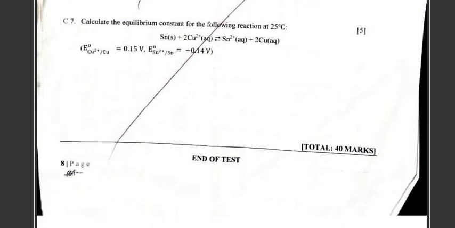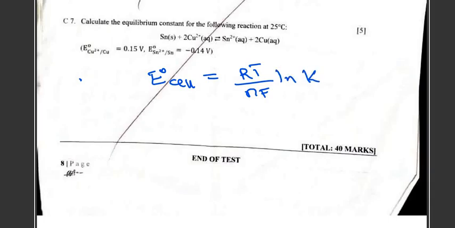They're saying calculate the equilibrium constant for the following reaction. This is what we're having. So for the equilibrium constant, we're looking for the E cell. For non-standard conditions, we say E cell is equal to RT over nF times ln K. We're looking for K. That's what we're interested in. You can get the E cell in a similar way that we got the previous one. For this case, we will reverse this one. So you can attempt this; do the same thing that we did on C6 to get your E cell.